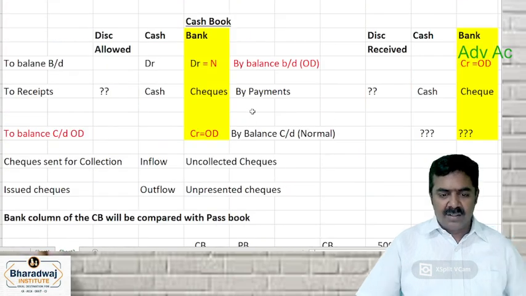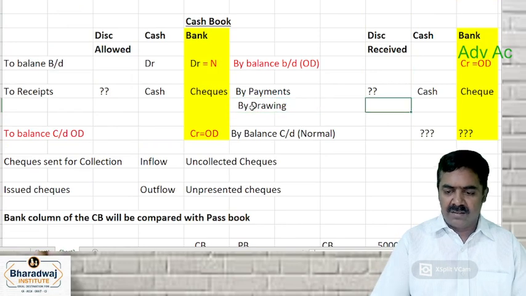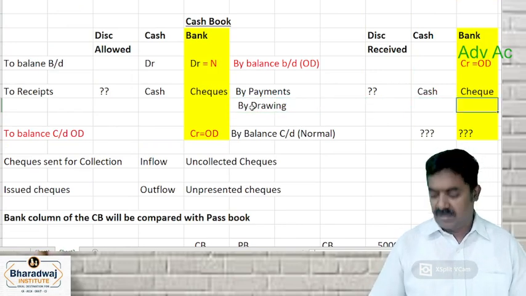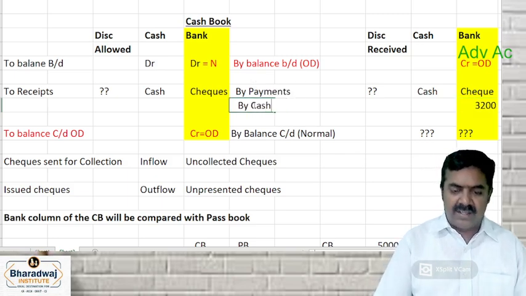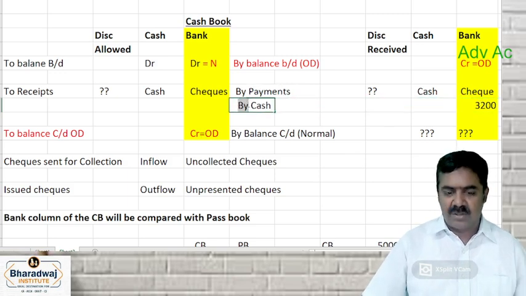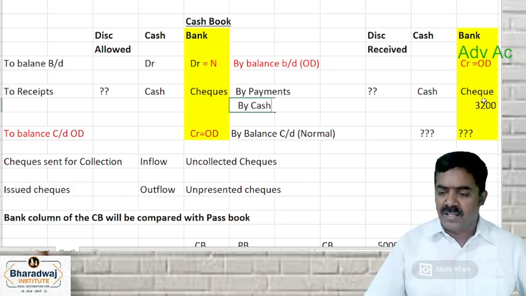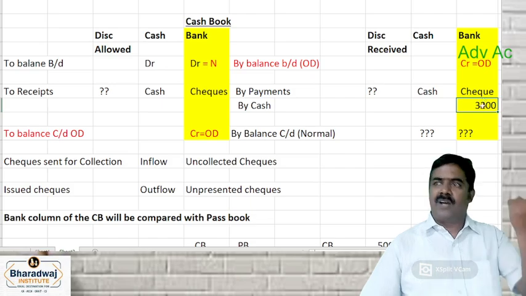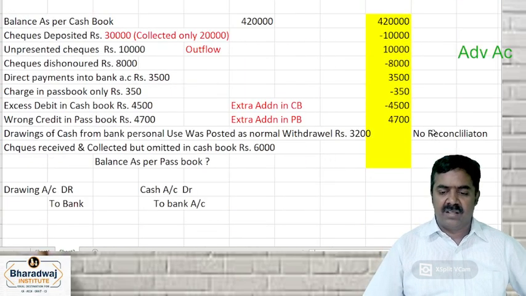Very simple. Instead of putting by drawings, with the amount 3200, we should have entered it in the bank column. Instead of that we entered by cash in the bank column, 3200. Actually we should have entered as what? By drawings. Instead of that we entered which one? By cash. Anyhow the amount is entered in which column? Cash deducted, bank also deducted, no problem. Then the mistake is between cash and which one? Bank only. This requires no reconciliation.